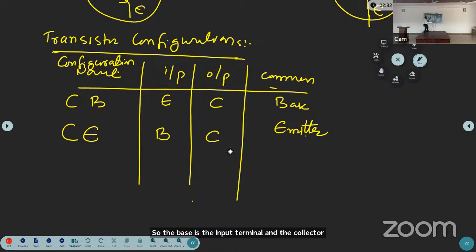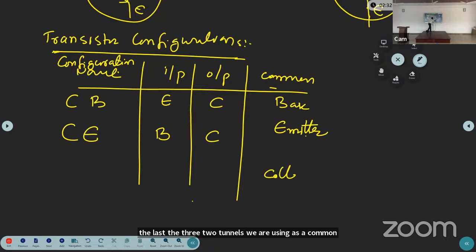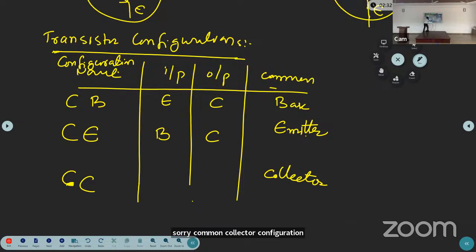And the last one, the collector, is used as the common. That configuration is called common collector configuration. So in this common collector configuration, the input terminal is the base and the output is the emitter terminal. So these are the three configurations. Note them down.